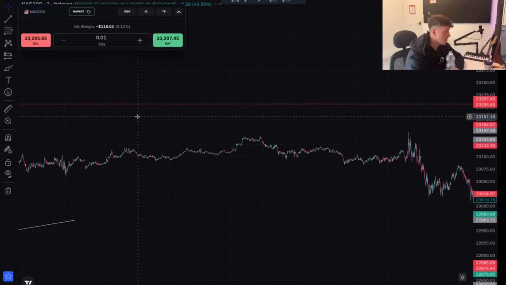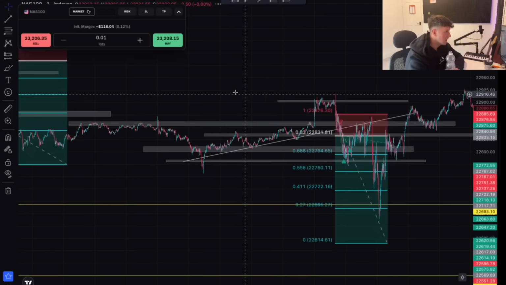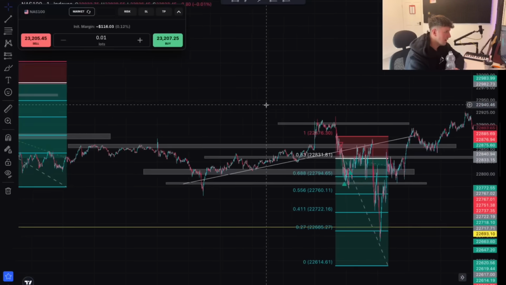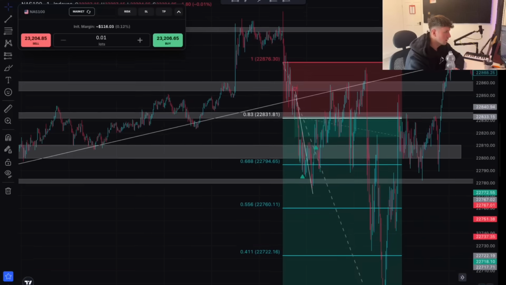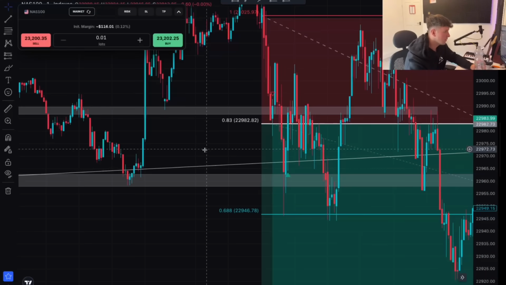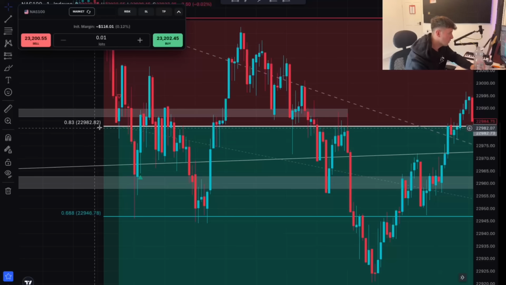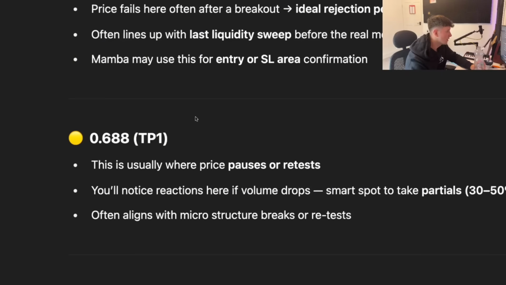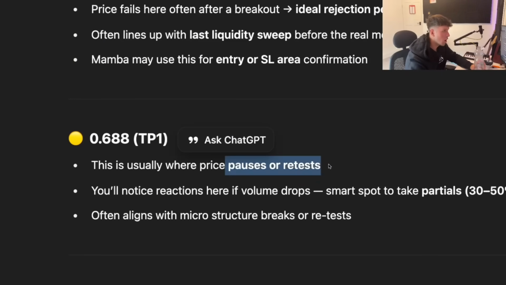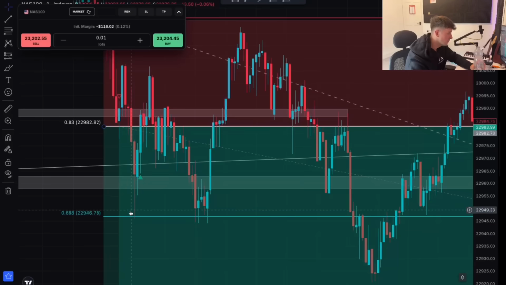I'm not cherry picking these. This is just the past week. Let's look at these trades here. Right, boom. Okay, we'll do this example as well. This is the last one. But boom, we take our entry, comes down, price reacts. What did it say about TP1? This is usually where price pauses or retests. What's it done? It's literally paused and retested.